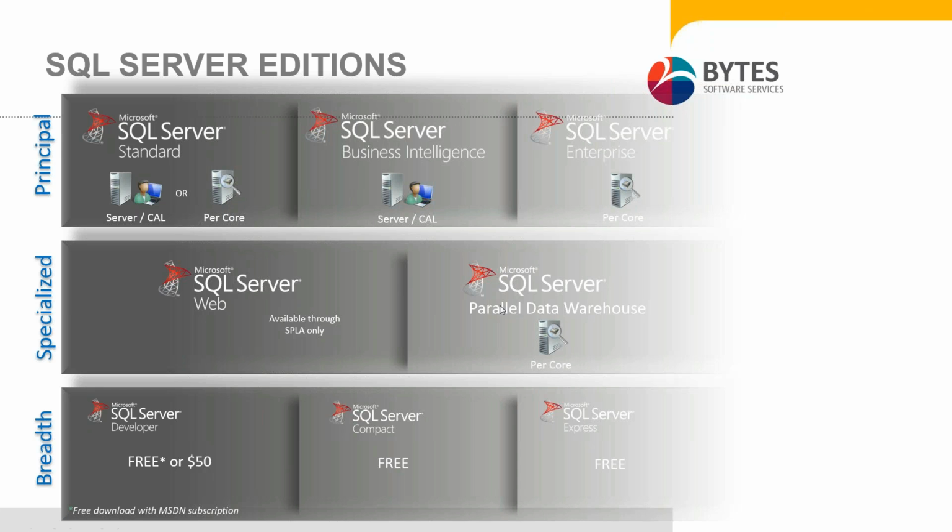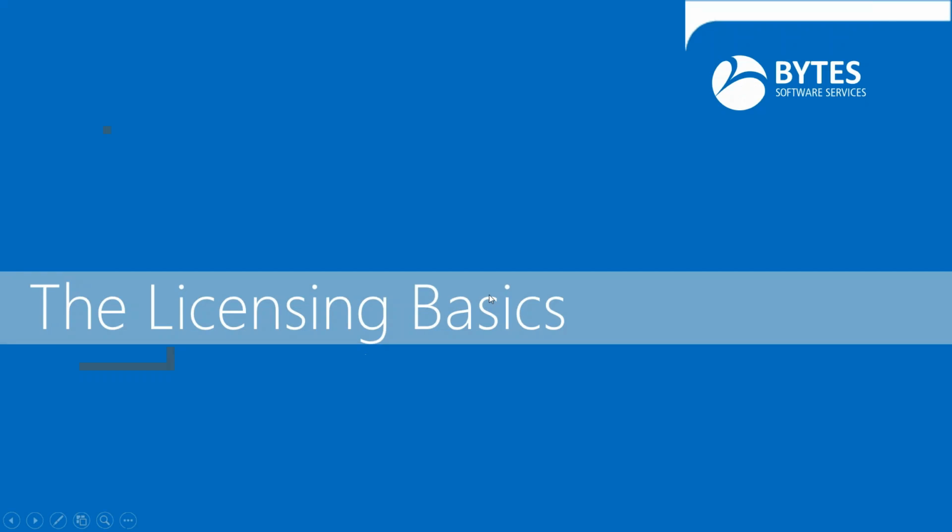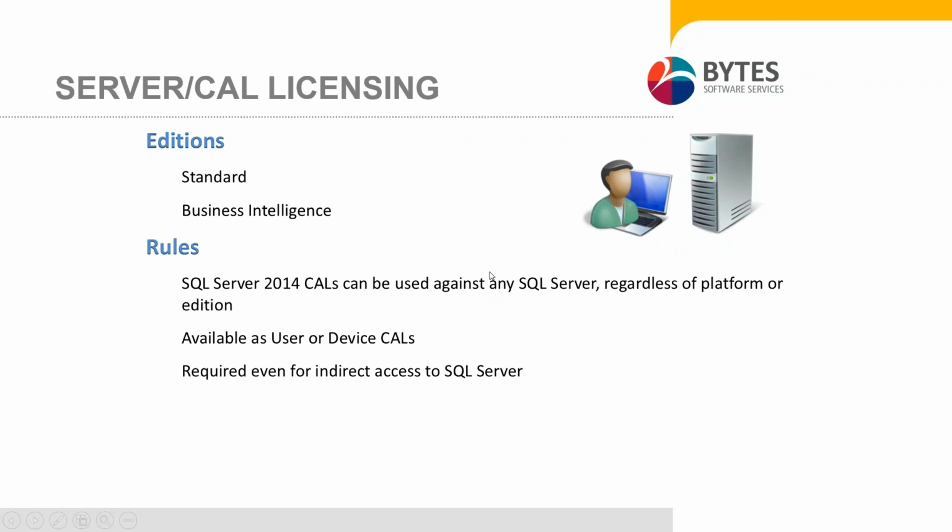So now let's have a look at the licensing basics. There are 2 ways really of licensing SQL. One is Server and CAL. So 2 of the editions are available on a Server and CAL licensing model, and they are the Standard and the Business Intelligence editions. And how do we license them? Well, first you need to purchase a server license. So you purchase a server license for every OSE, whether that's virtual or physical, and you need a license for every user or device that accesses those instances, so a client access license.